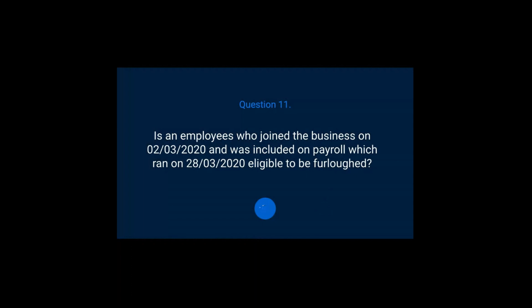However, if the FPS has been sent after this date, the HMRC guidance states that those employees will not be able to be furloughed.